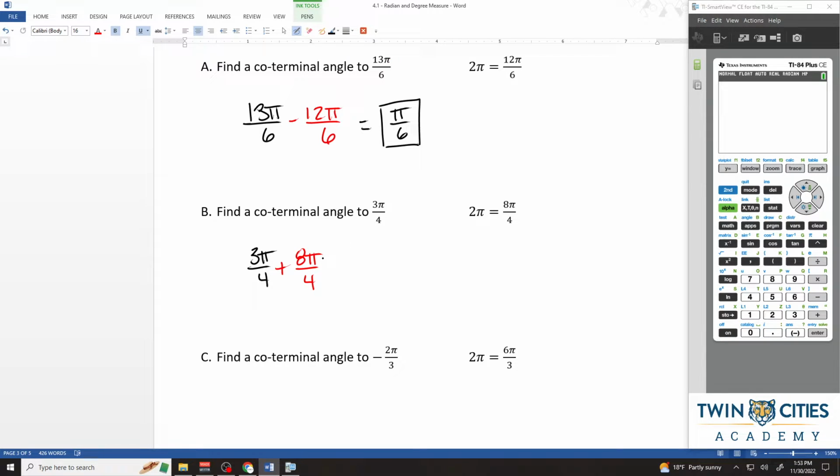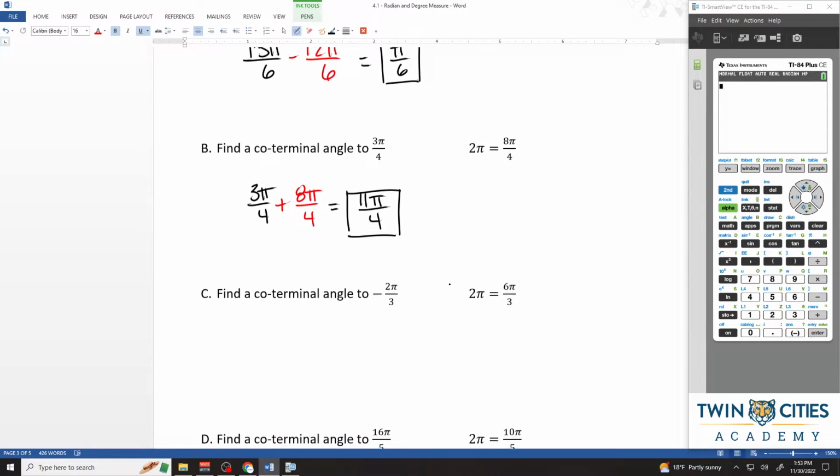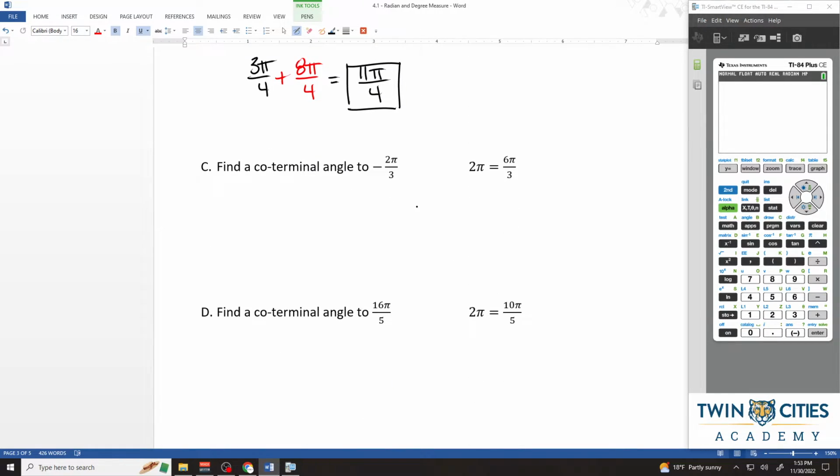When I add 8 pi over 4 to 3 pi over 4, I will get 11 pi over 4. So 3 pi over 4 is coterminal to 11 pi over 4. Next, negative 2 pi over 3. Usually with these negative ones, I like to add 2 pi, so that way I hopefully end up with something positive. Let's write down negative 2 pi over 3.